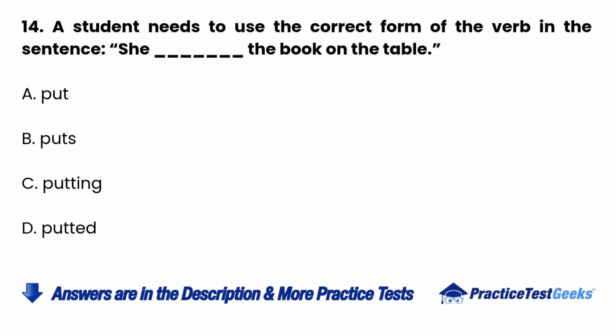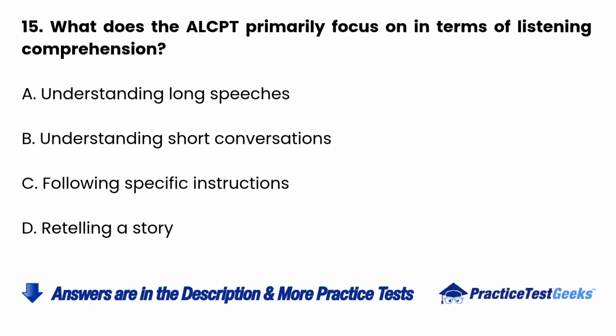14. A student needs to use the correct form of the verb in the sentence: She blank the book on the table. A. Put. B. Puts. C. Putting. D. Putted. 15. What does the ALCPT primarily focus on in terms of listening comprehension?